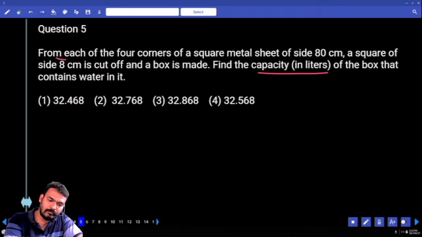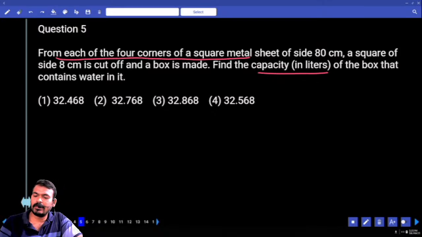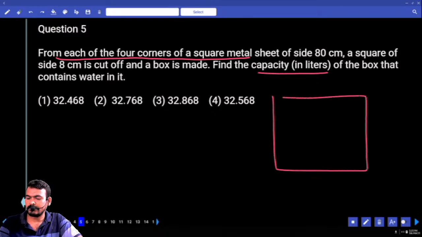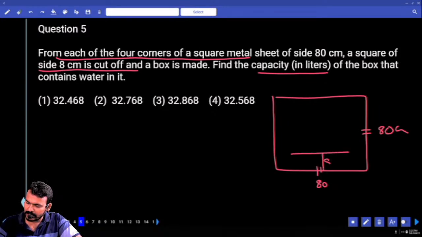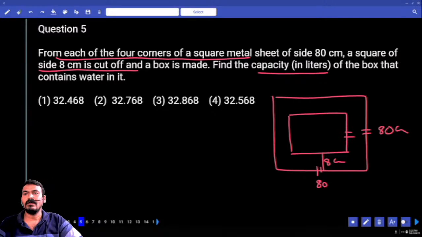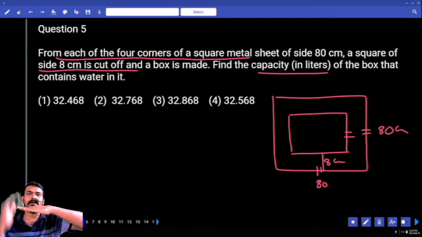First of all, from each of the 4 corners of a square metal sheet, the actual diagram is a square shape. What is the side of the square? 80 centimeters. A square of side 8 centimeters is cut off, meaning here 8 centimeters are cut, and here also 8 centimeters. This side also 8 centimeters is cut. Length side 8 centimeters is cut, breadth side also 8 centimeters is cut.